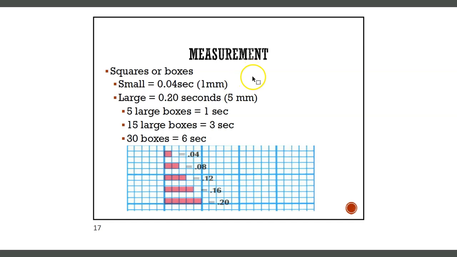So this is another illustration just to make it easier to look at the boxes and their measurement. Again, this is just amplified or magnified. So each small box is 0.04 seconds. And then a large box, which consists of 5 small ones, would be 0.2 seconds. So 5 of these large boxes equal 1 second, 15 large boxes equal 3 seconds, and 30 boxes equal 6 seconds. So that's basically where we get our 6-second strip.